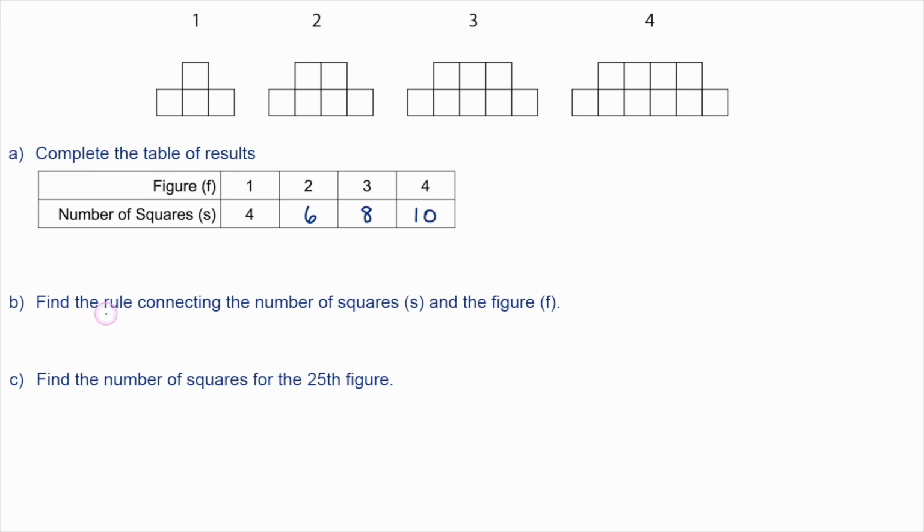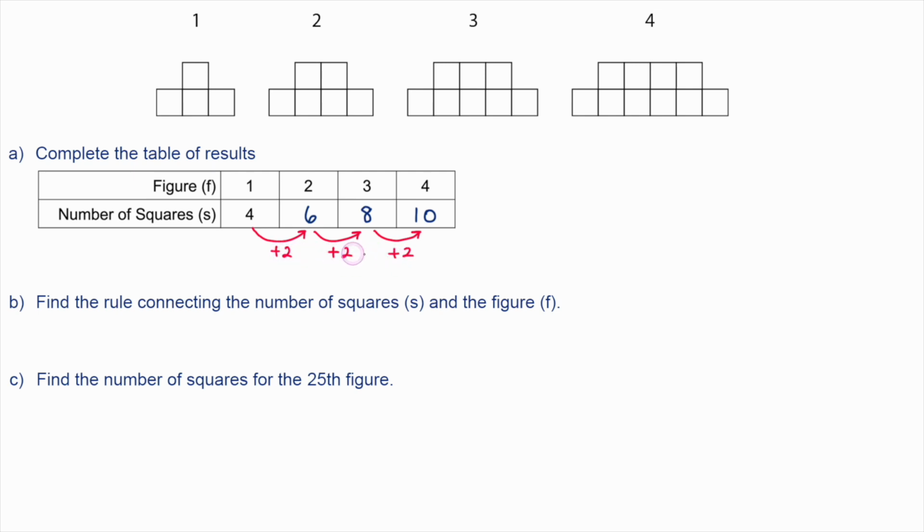For part B, it says find the rule connecting the number of squares S and the figure F. Now, the way we do this is we look at the difference on the second row. We see here, when we go from 4 to 6, we are adding 2. When we go from 6 to 8, we are adding 2. And then from 8 to 10, again, adding 2. So this difference is the same. So we say there is a common difference of 2.